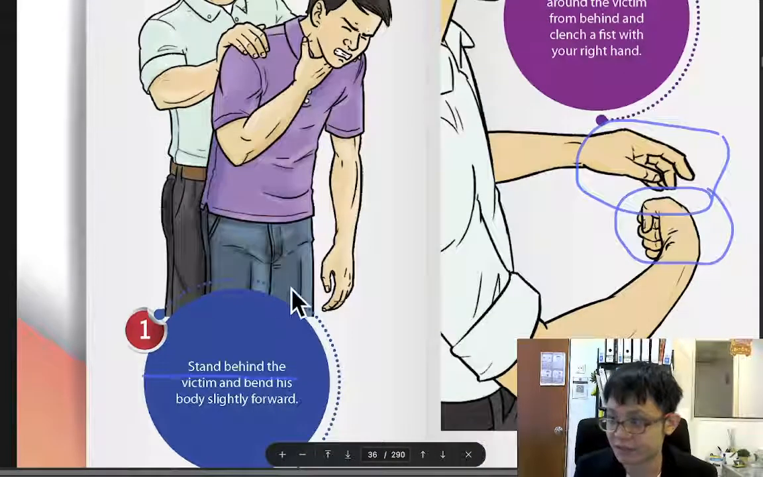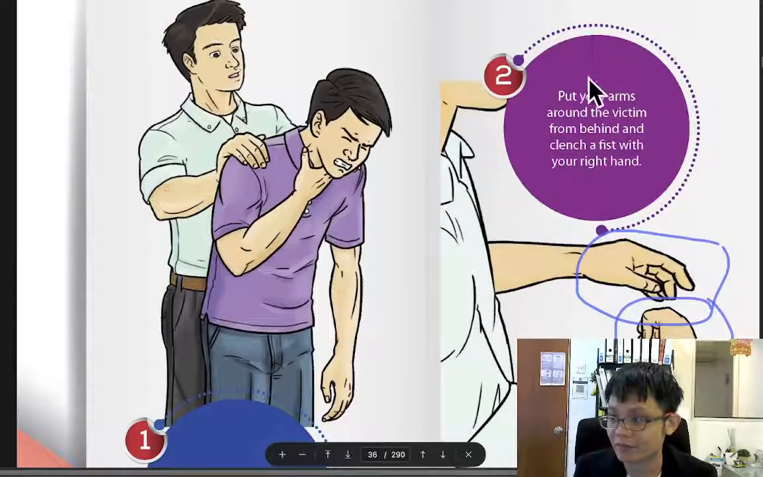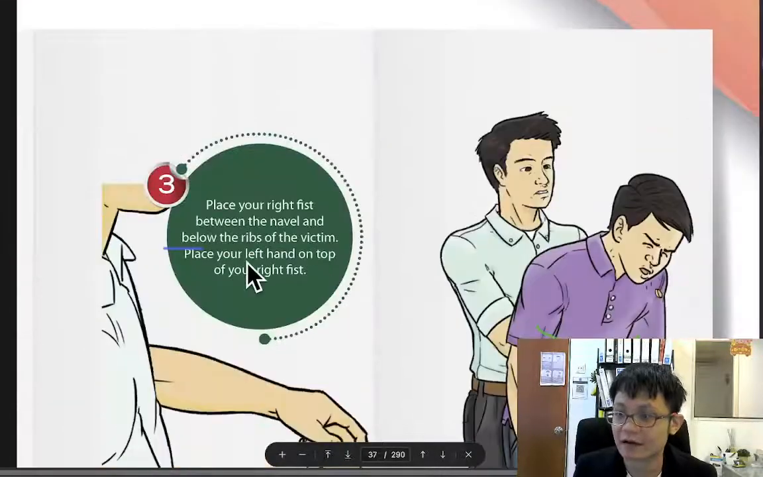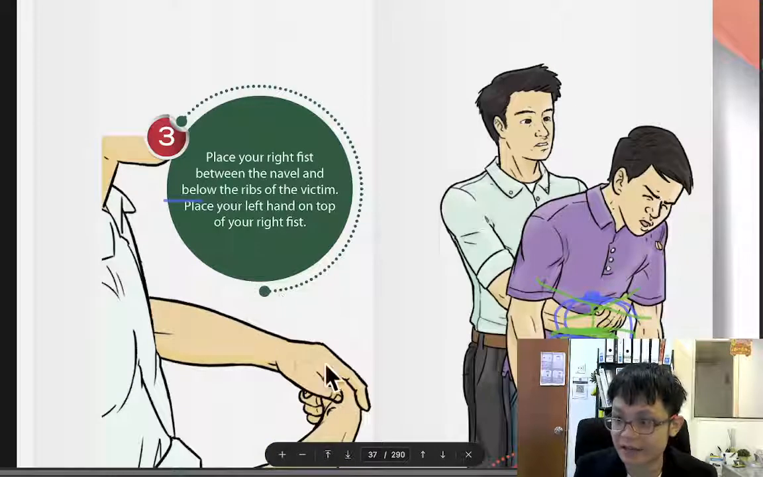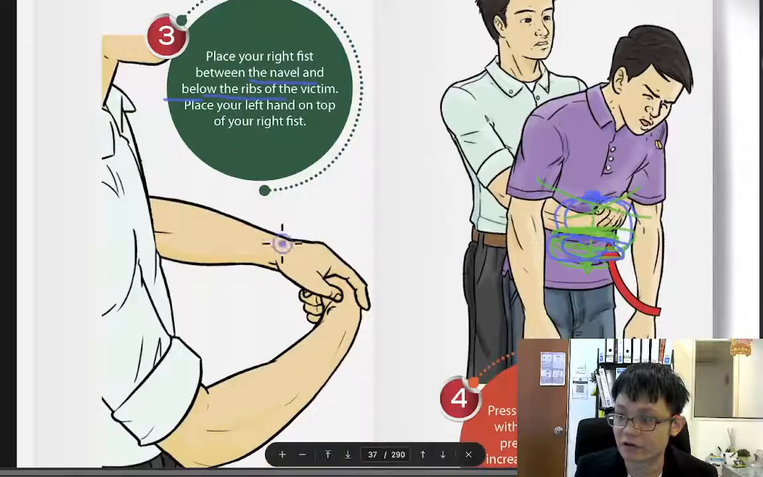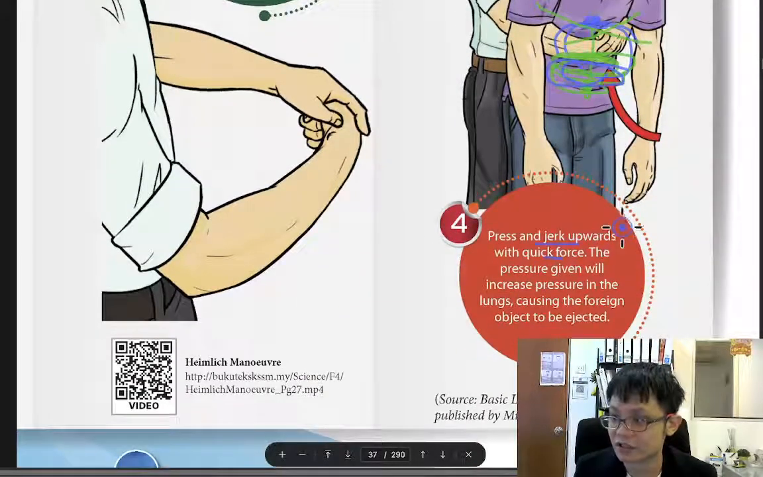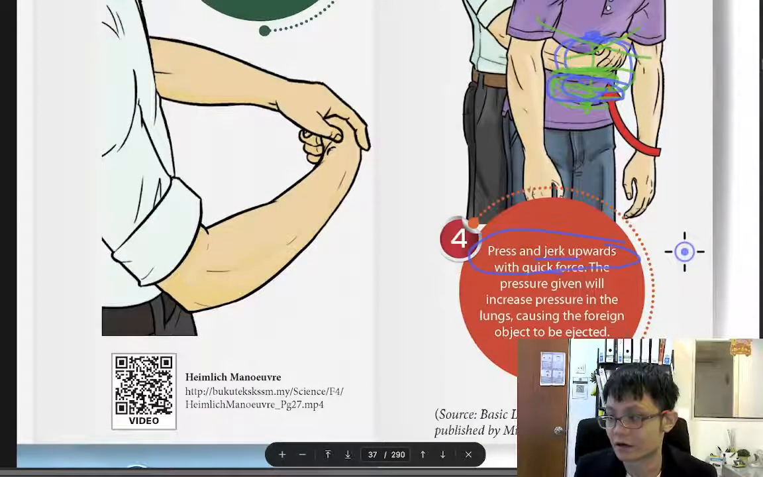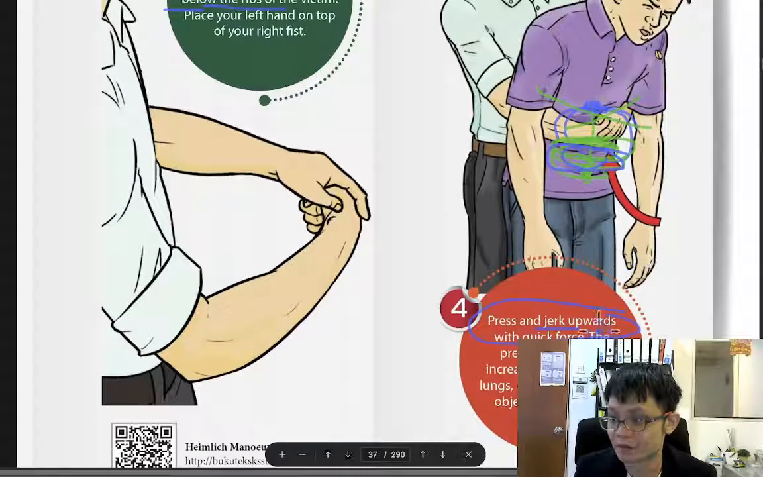Okay, stand behind the person. Put the arm around, clench the fist with your right hand. After that, place the hand behind, standing behind the person, between the navel and the ribs. Okay, place your right fist. Jerk the person. Press and jerk upward with a quick force.